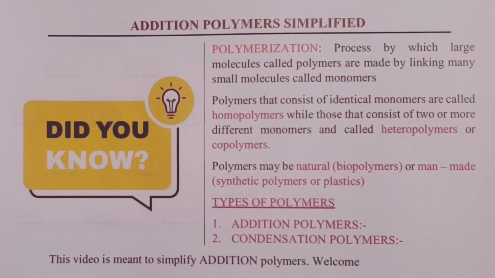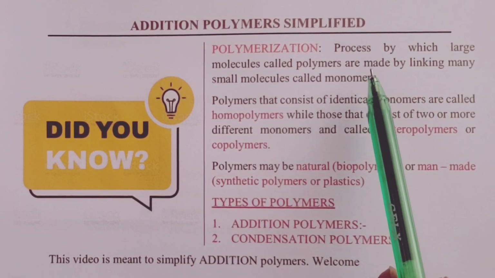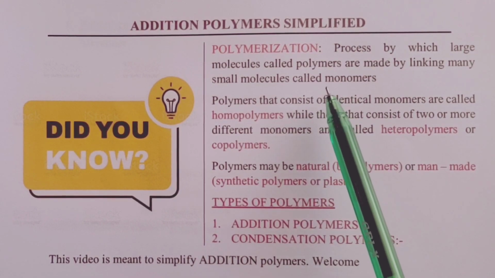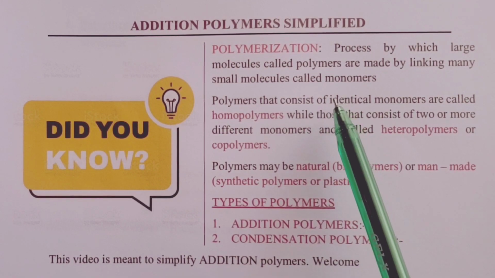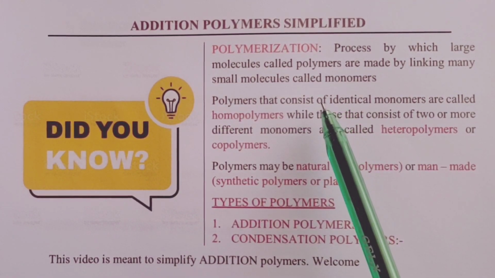Addition Polymers Simplified. Now we begin with some definitions here. Polymerization is a process in which large molecules, which are called polymers, are made by linking many small molecules that are called monomers.